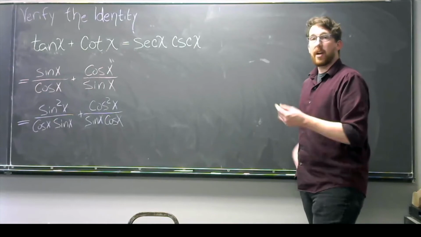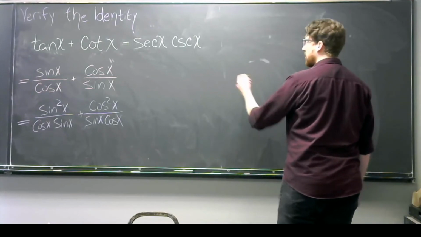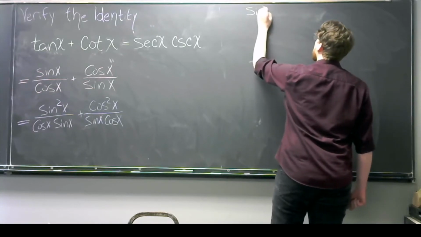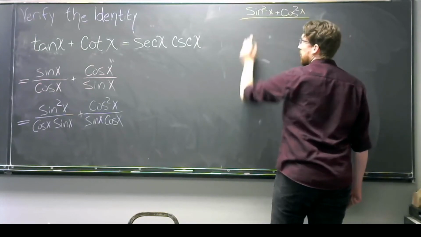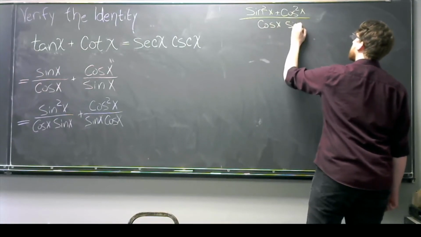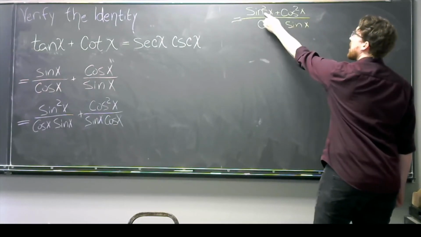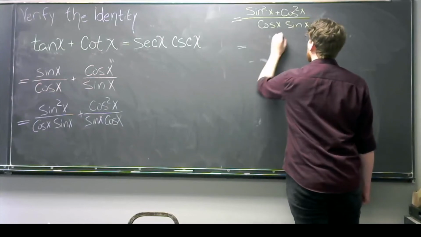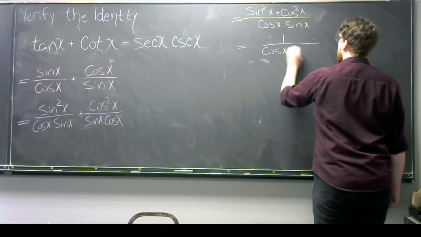Now we can pull all of this together under one fraction. And when we do that, we're going to get sine squared x plus cosine squared x over cosine x sine x. Well, sine squared plus cosine squared, that's just 1. So this is going to give us 1 over cosine x sine x.